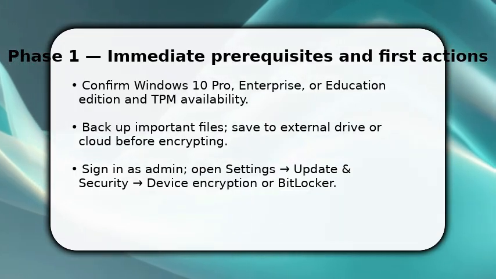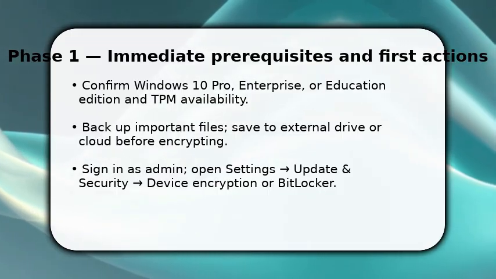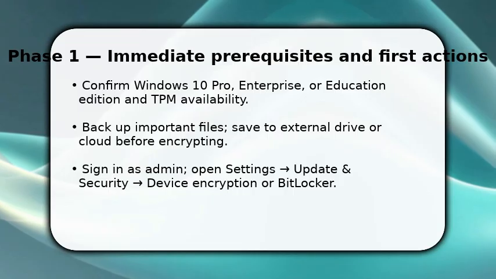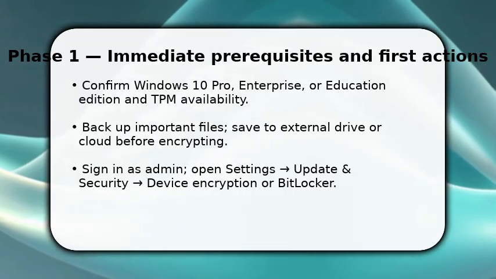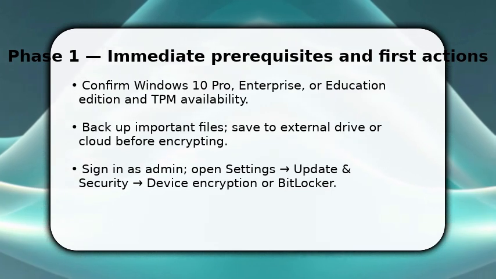Next, sign in with an administrator account and open Settings, then Update and Security. From there, go to Device Encryption or BitLocker Drive Encryption. This is where you start the Enable process. So click Turn On or Manage BitLocker to begin.